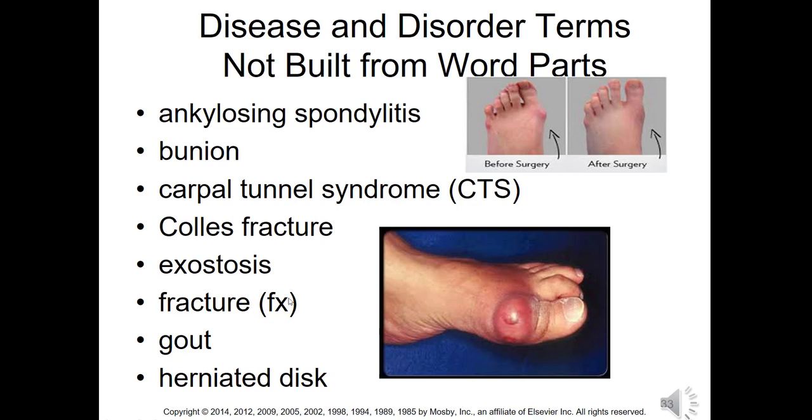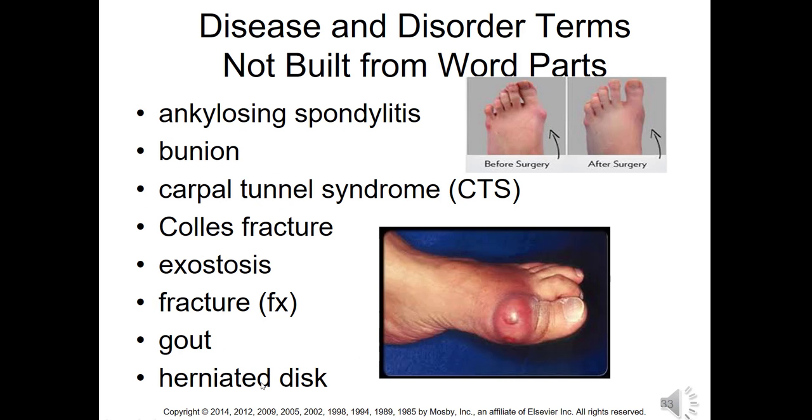A fracture is abbreviated as FX, and this is just a break in the bone. It could be a complete fracture or a small fracture where the bone is still intact. Gout is a disease where a large amount of uric acid in the blood causes sodium urate crystals to build up in the joints, and it causes arthritis and inflammation like this. Typically, you find it in the big toe.